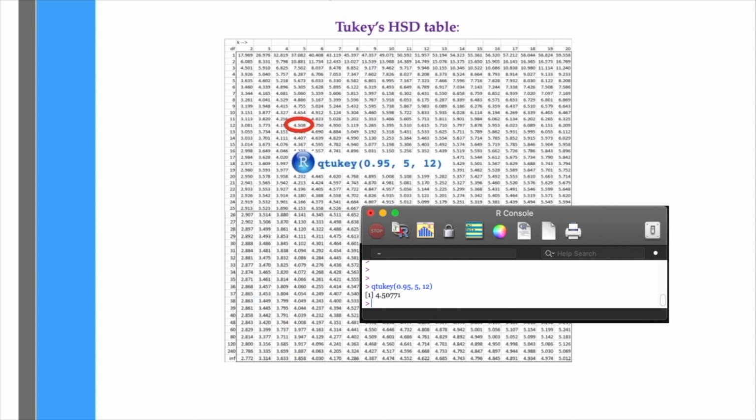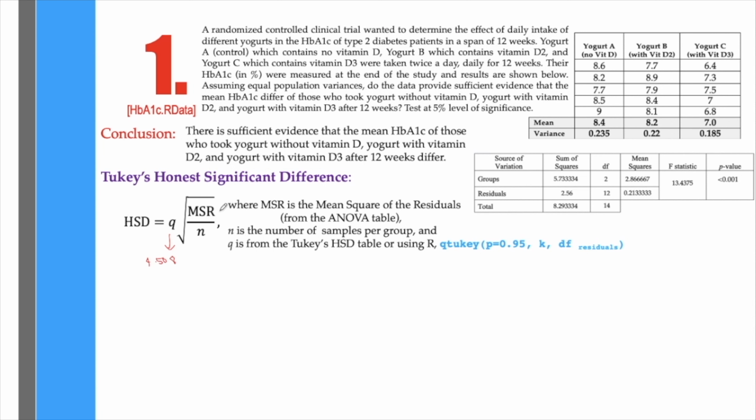You may also make use of this Tukey's HSD table in which the row heading is the value of k, and 12 here is the DF of the residuals. So since our value of Q is 4.508, the value of MSR is already found to be 0.21333. The value of N is 5, since again we have 5 samples per group.